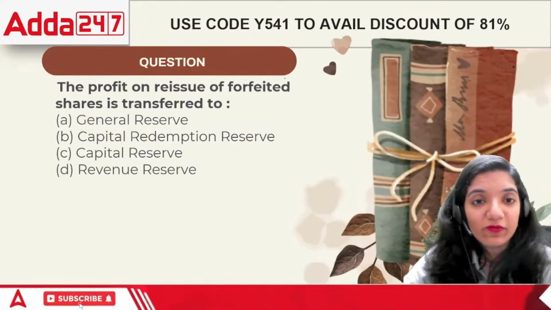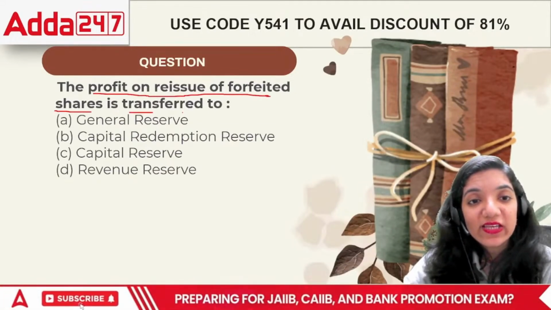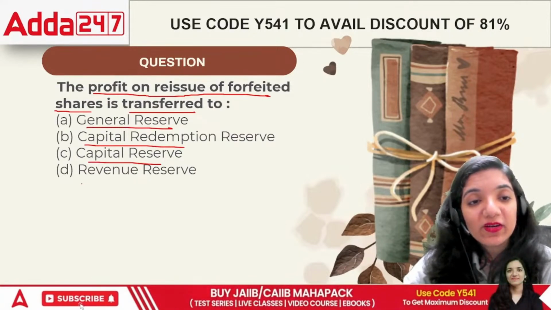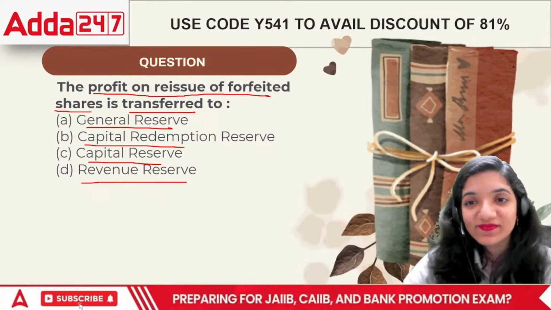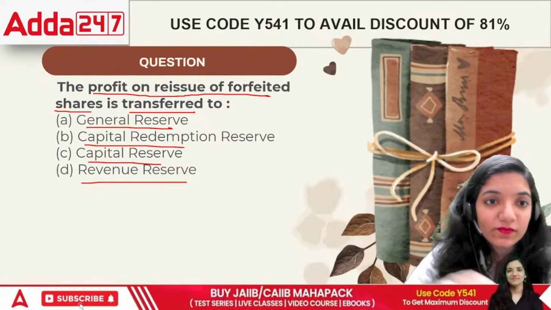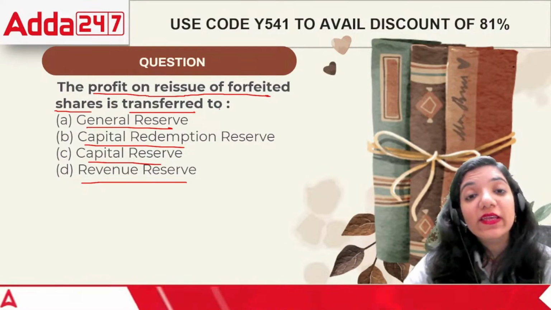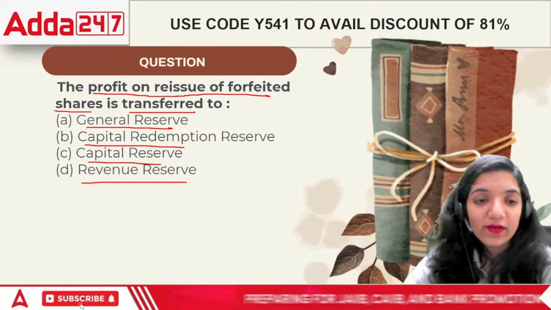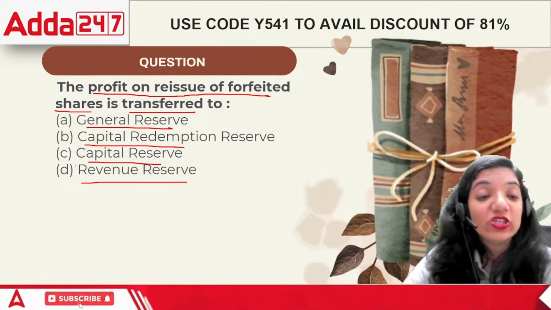Then the question: the profit on reissue of forfeited shares is transferred to general reserve, capital redemption reserve, capital reserve, or revenue reserve. Now, the profit on reissue of forfeited shares is a part of module B, the company accounts area.